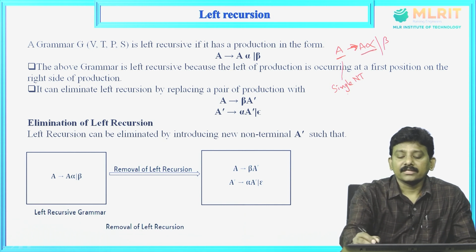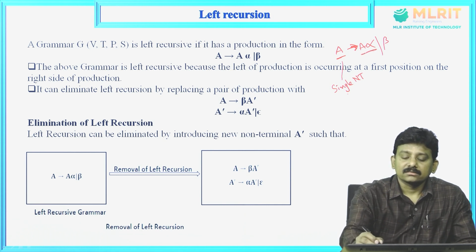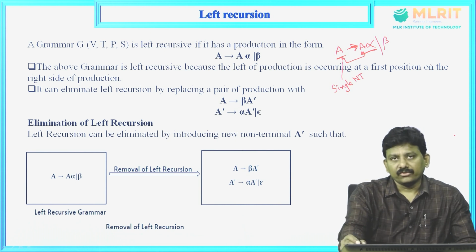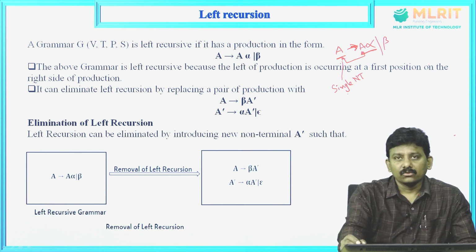And on the right hand side, RHS, the first symbol of the RHS is also a non-terminal, the same as the LHS symbol. If the first symbol of the RHS is the same as the LHS symbol, the rule is a recursive rule. If any grammar contains rules in the form A derives A alpha or beta, we can say that the grammar is a left recursive grammar.